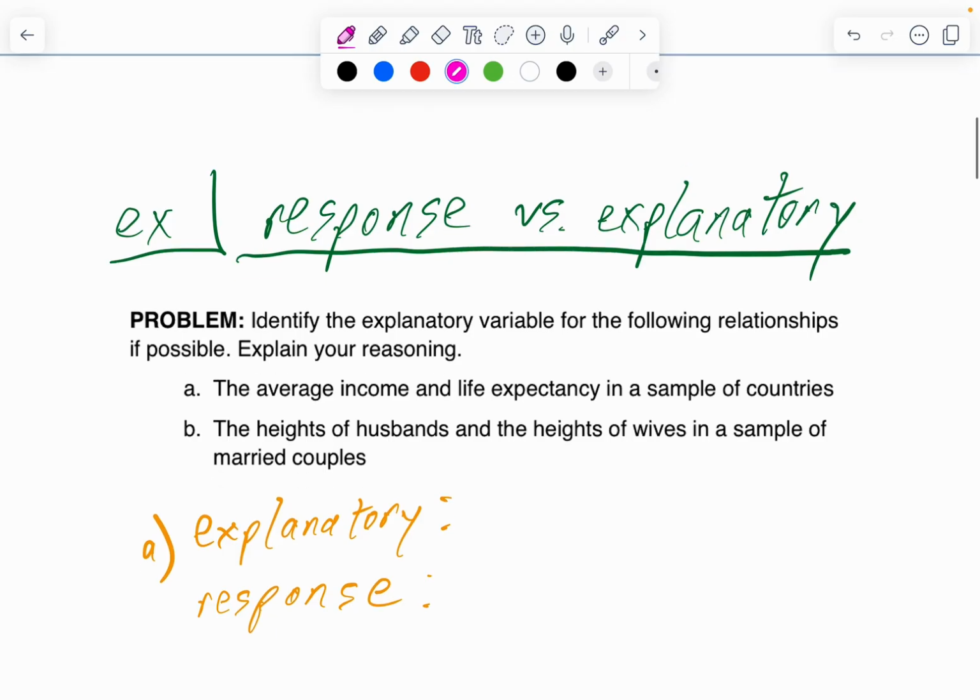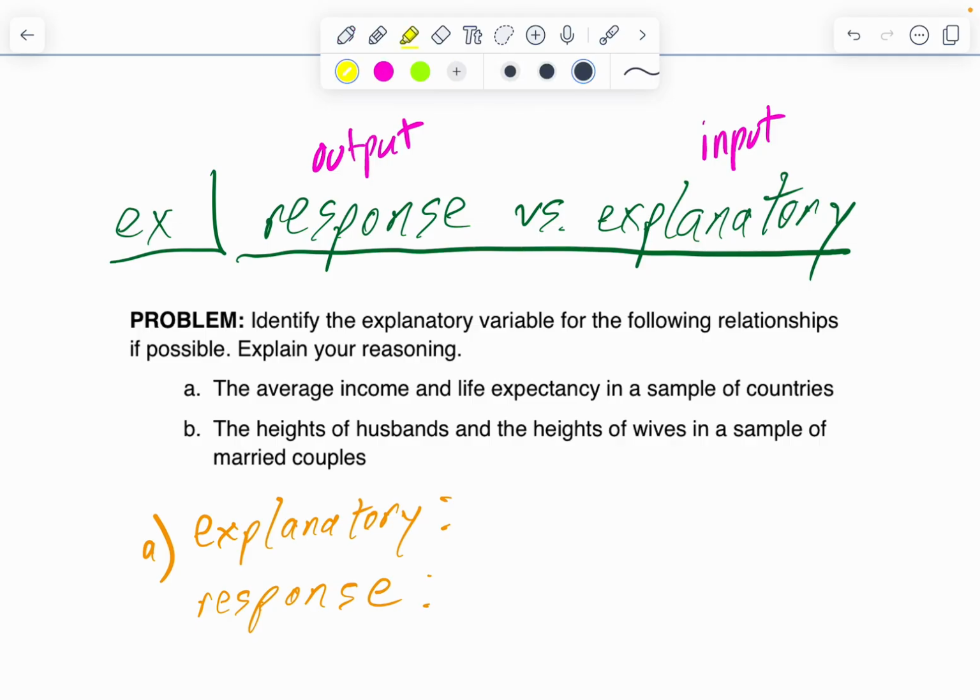Just like in the last section that we did, there's still the same definition of response and explanatory variable, where the explanatory variable is going to be like the input and the response variable is going to be like the output, or which one we think helps predict or helps explain some sort of outcome.